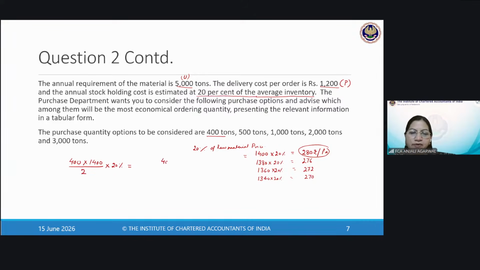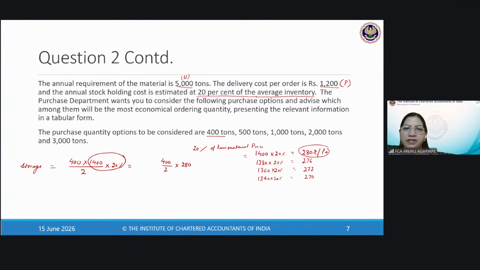So if I order 400 units, on an average, I hold 200 units, and 200 into 280 would be my storage cost. So either you can directly calculate using your total investment, divide by 2 for average investment, multiplied by the storage percentage. Or you can first calculate how much it is going to cost per unit per annum. So 280. So instead of writing this, you first solve this and then multiply by 280 directly. One and the same thing. So you can either take investment or you can calculate the cost of holding 1 unit per annum.